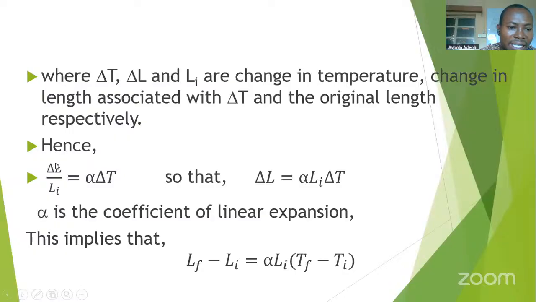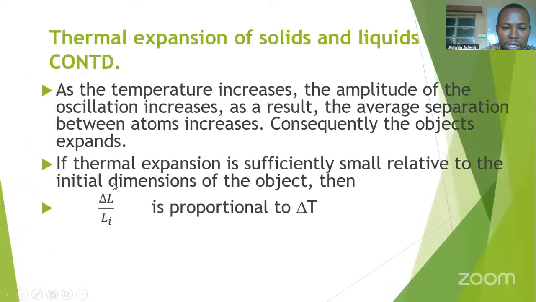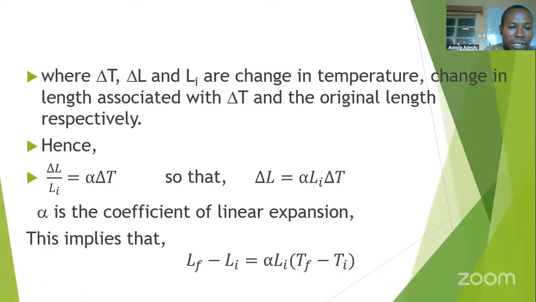Hence, I can write delta L over Li equals alpha delta T. You did variation in mathematics. This is just variation. I remove the proportional symbol, I put equal to, and I put a constant. The constant now is what is called a coefficient of linear expansion. Then if you cross multiply this equation, you have delta L equals alpha Li delta T, where alpha is the coefficient of linear expansion, as I've said.